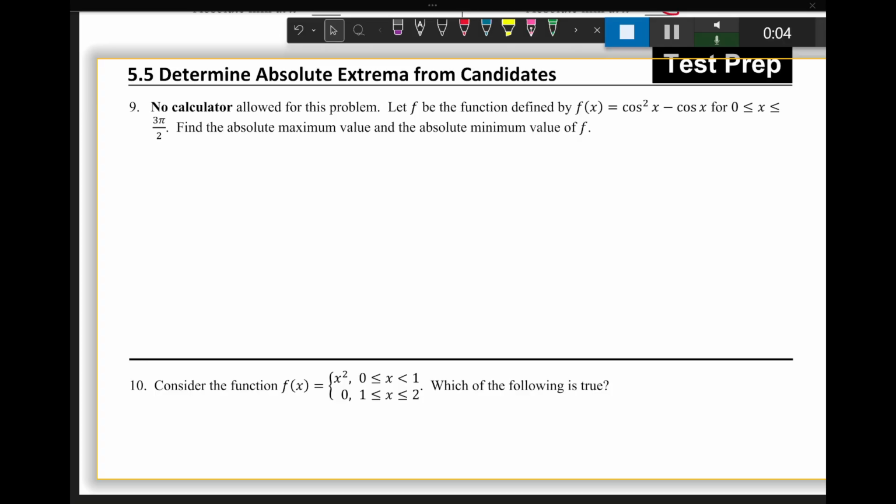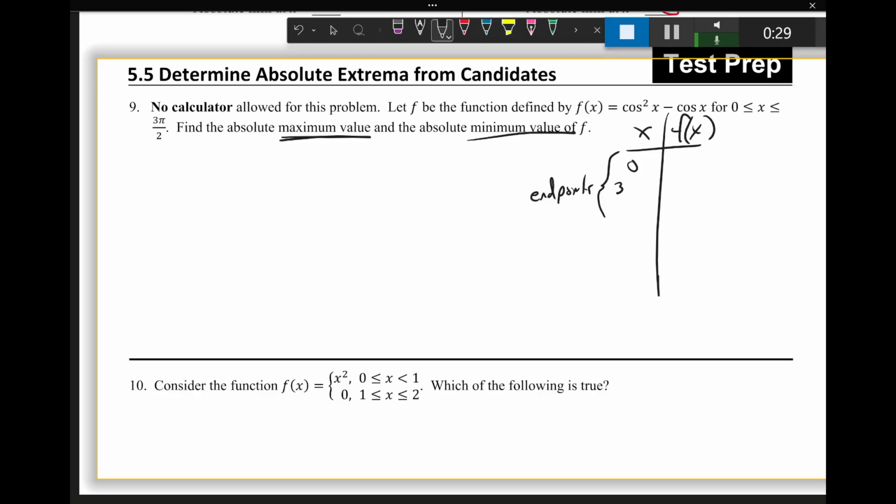Okay. So our function is cosine squared minus cosine, and we are interested between 0 and 3 pi over 2. Find the max value and the min value. So I know that's extreme value theorem, which tells me to test the endpoints, which they gave to me, 0 to 3 pi over 2, and any of the critical numbers, which they didn't give to me, so I have to go and seek those out. So critical numbers are when the first derivative is 0 or undefined.